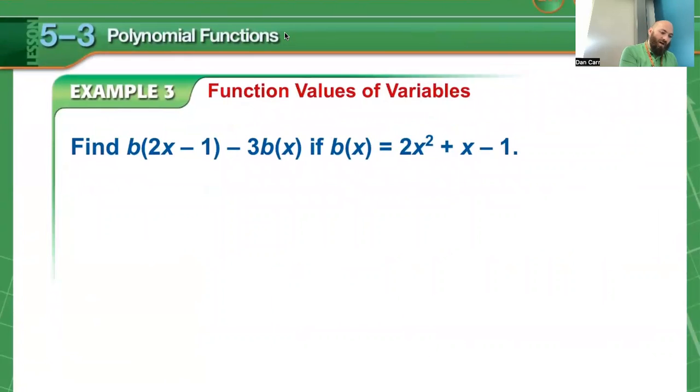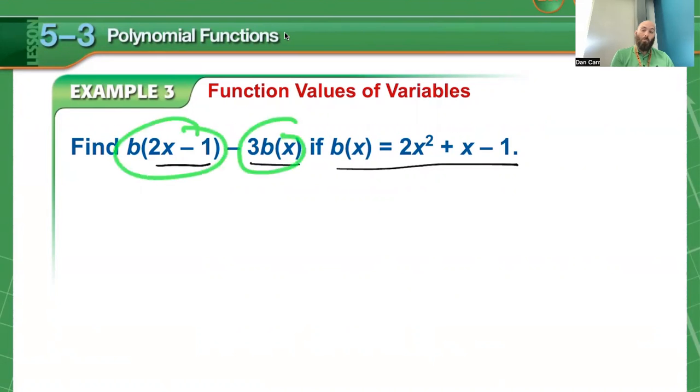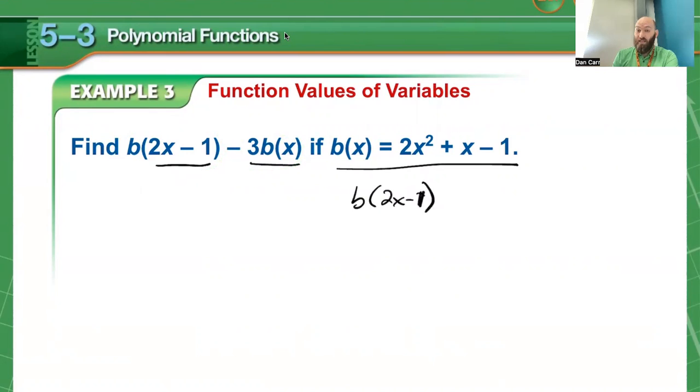So find b of 2x minus 1 minus 3b of x if b of x looks like this. This is an interesting one because in this function notation we're manipulating the original polynomial function. It might help if you do it this way. We're going to start off by doing b of 2x minus 1 as its own thing. What we're saying here is if this is b of x and I want to know b of 2x minus 1, that means 2x minus 1 is my input that goes into both of those x's. So this is what it looks like.